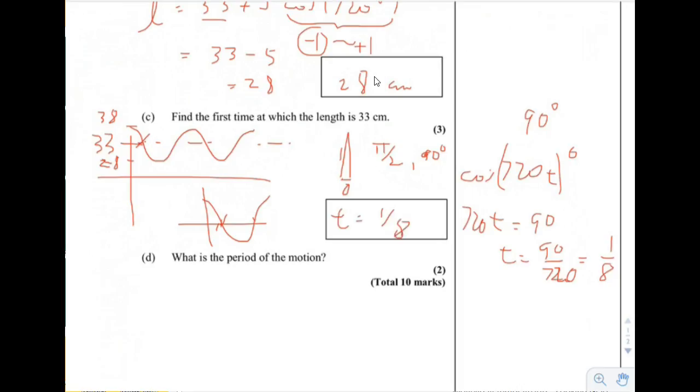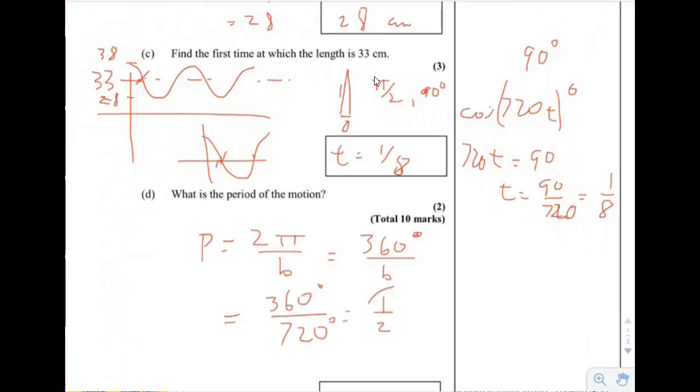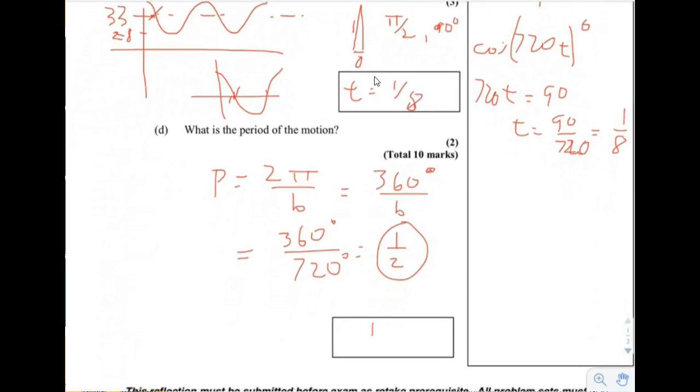What is the period of motion? Okay, remember that the period we get by doing 2 pi divided by b, okay? And in this case, instead of 2 pi, we're going to put 360 degrees because we're doing it in degrees, okay? And our b value is 720, right? So our period value is going to be 1/2. So the period of motion is 1/2 a second. Okay.